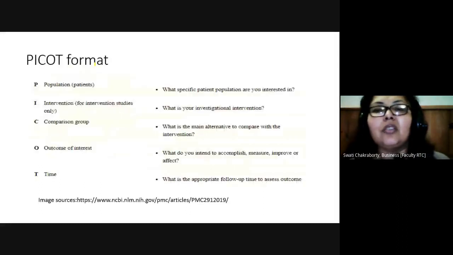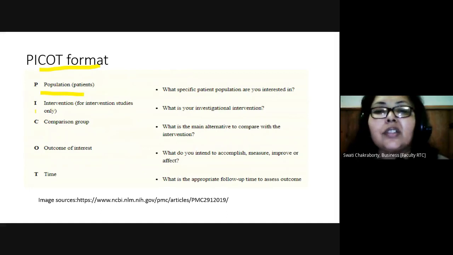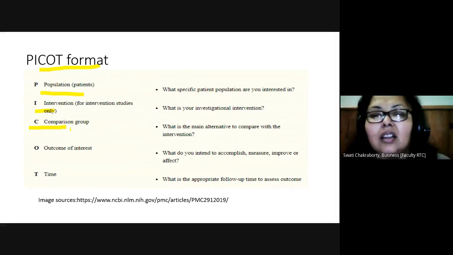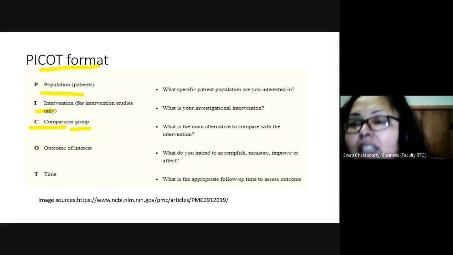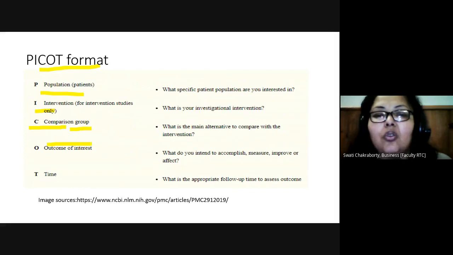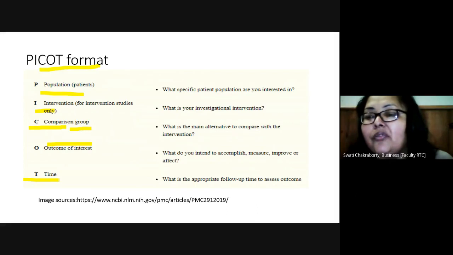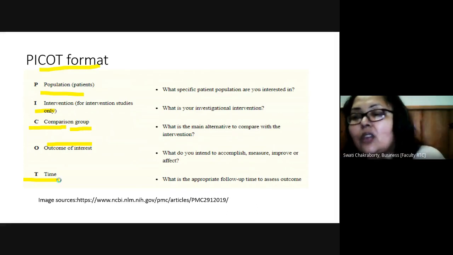PICO format: P stands for population or patients, what specific patient population you are interested in. I stands for intervention. What is your investigational intervention? C for comparison. What is the main alternative to compare with the intervention? O stands for outcome of interest. What do you want to achieve, accomplish, improve, or affect? And time: what is the appropriate follow-up time to assess the outcome?